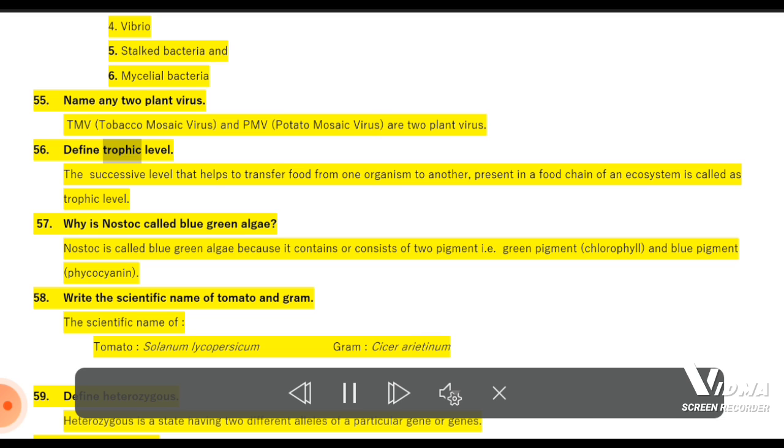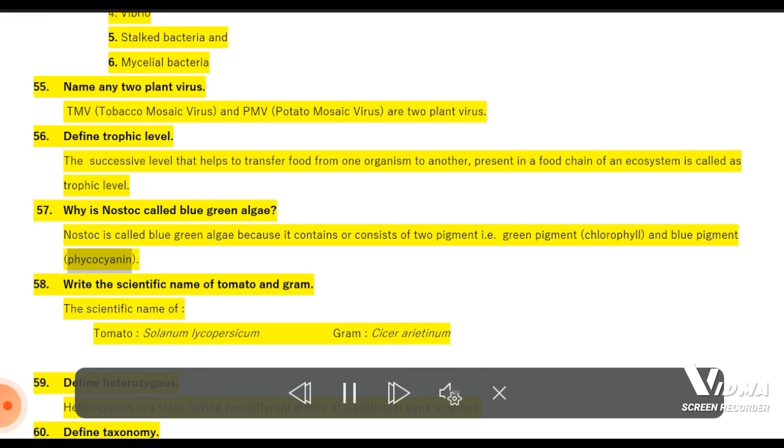56. Define trophic level. The successive level that helps to transfer food from one organism to another, present in a food chain of an ecosystem, is called as trophic level. 57. Why is nostoc called blue-green algae? Nostoc is called blue-green algae because it contains two pigments, i.e., green pigment chlorophyll and blue pigment phycocyanin.